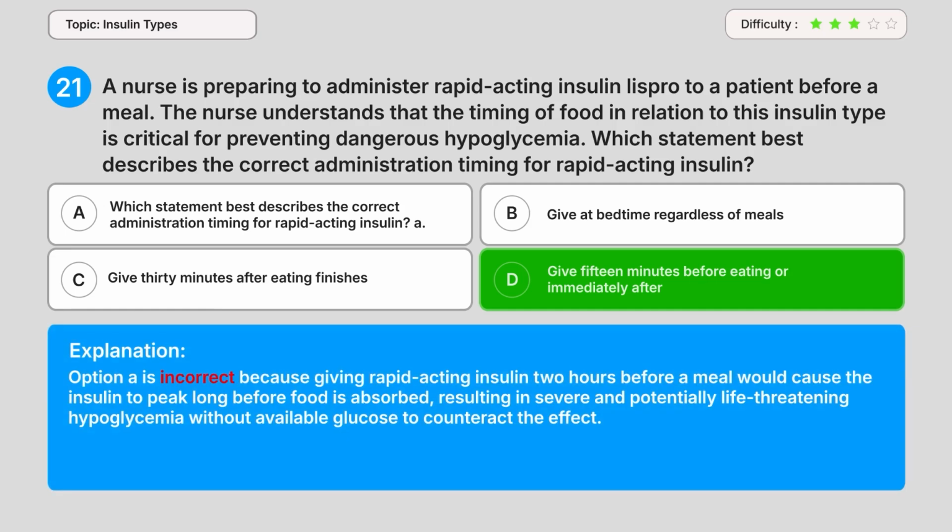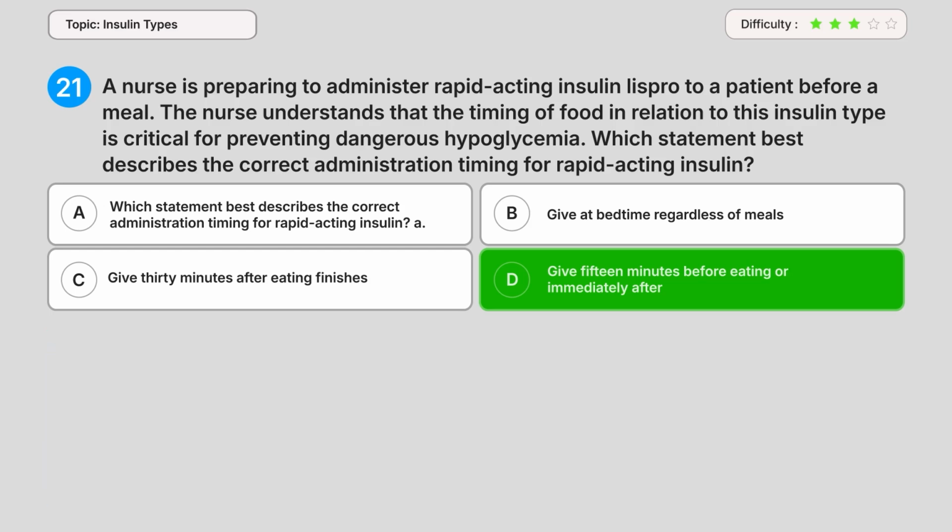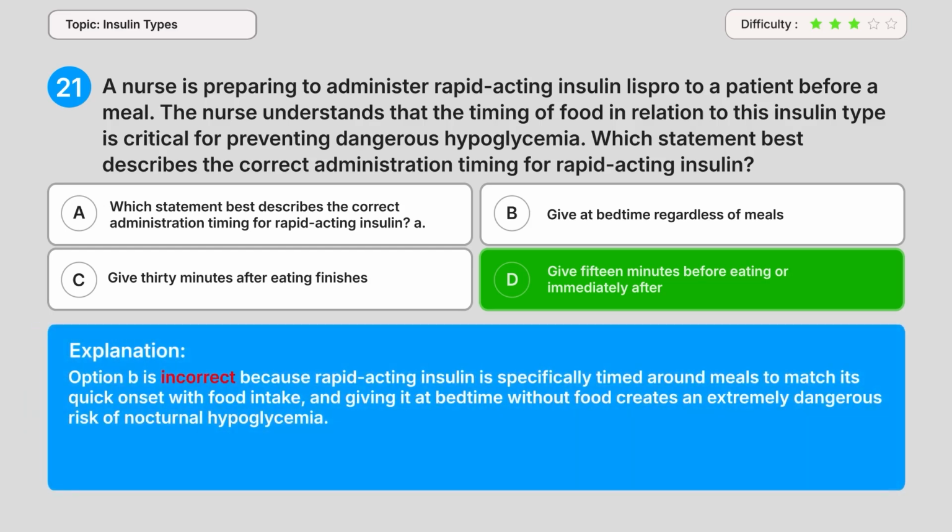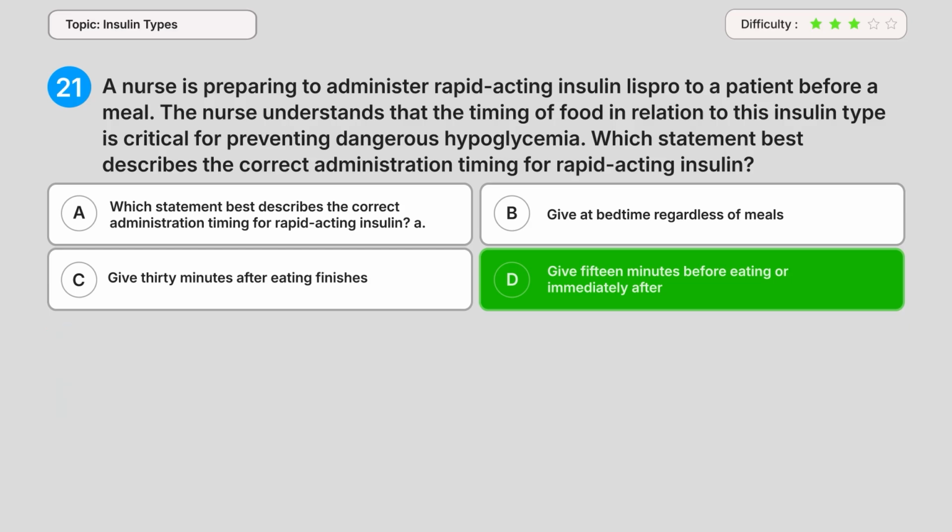Option A is incorrect because giving rapid-acting insulin 2 hours before a meal would cause the insulin to peak long before food is absorbed, resulting in severe and potentially life-threatening hypoglycemia without available glucose to counteract the effect. Option B is incorrect because rapid-acting insulin is specifically timed around meals to match its quick onset with food intake, and giving it at bedtime without food creates an extremely dangerous risk of nocturnal hypoglycemia.